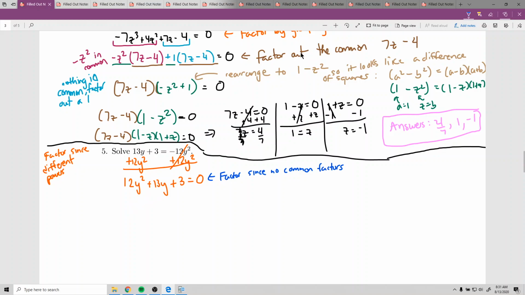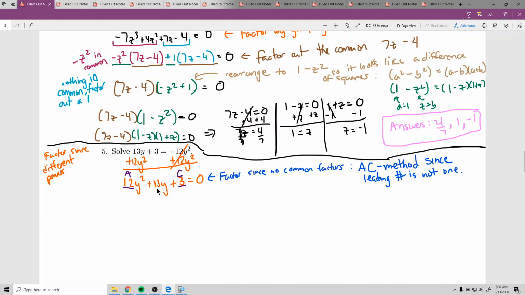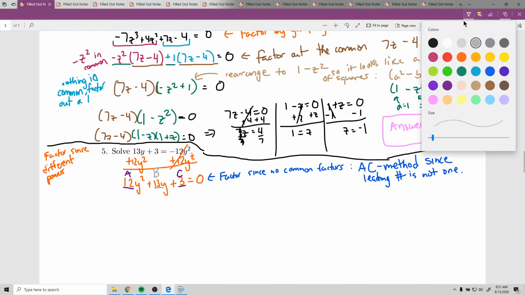And there's a couple ways to do this. Since the leading term is not 1, one of the general things to do is the AC method. There's a lot of ways to branch off, but the first step is to always multiply the number that's multiplying your squared part by the number by itself. So that's what the A and C represent. And then even though we don't really reference it, B would be the number multiplying just the first power part.